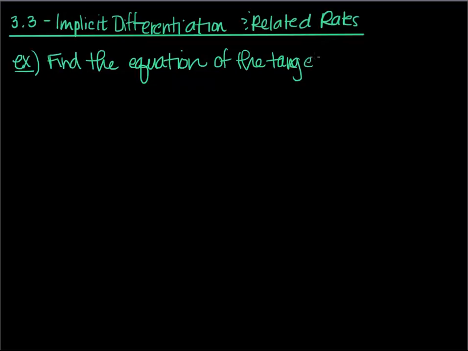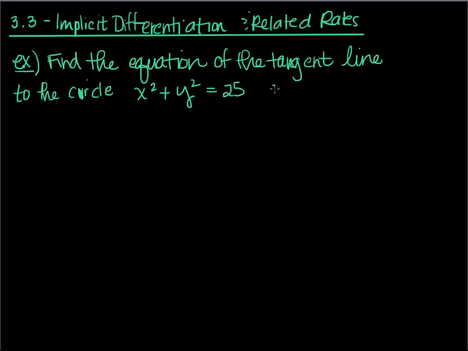My handwriting is a little messy today. I apologize for that. So find the equation of the tangent line to the circle. Whoa. That should be one eye. Let's just keep this easy. X squared plus y squared equals 25 at the point 3. Well, let's get interesting here. How about at the point 3, -4?